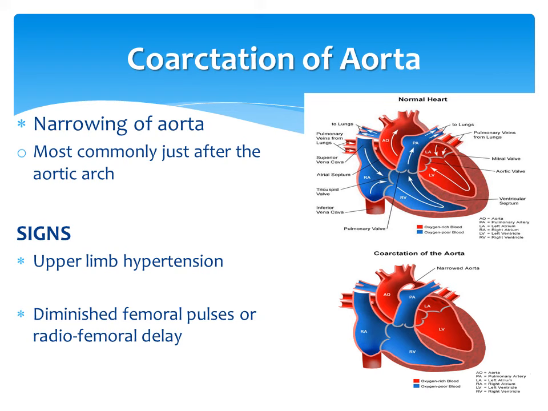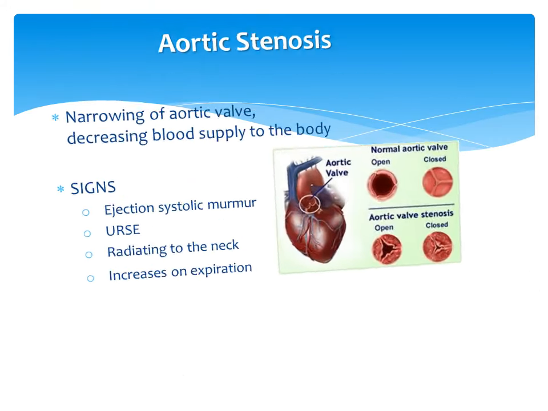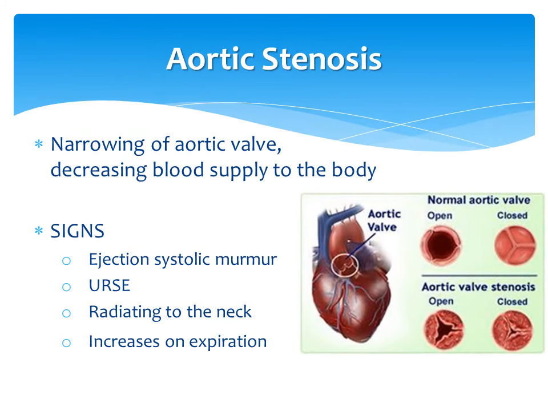On examination, the patient may have upper limb hypertension, where blood pressure is higher in the upper limb compared to the lower limb, and diminished femoral pulses or radiofemoral delay. In aortic stenosis, there is narrowing of the aortic valve, causing a decrease in blood flow to the whole body. On auscultation, there is an ejection systolic murmur in the upper right sternal edge, radiating to the neck, which increases on expiration.